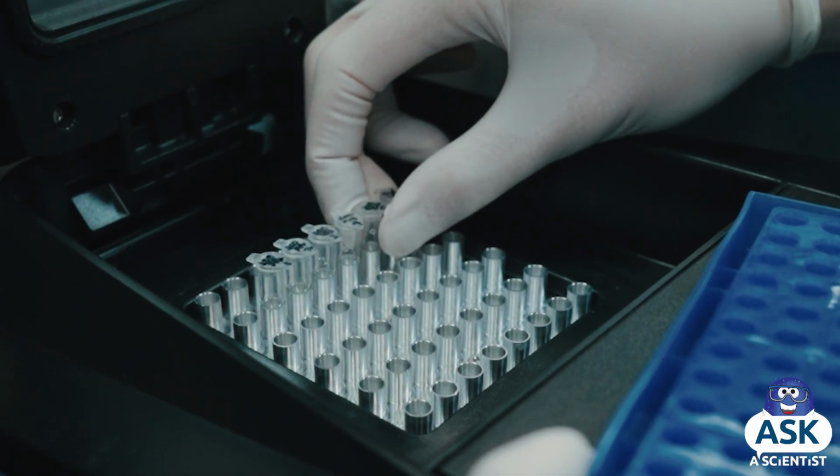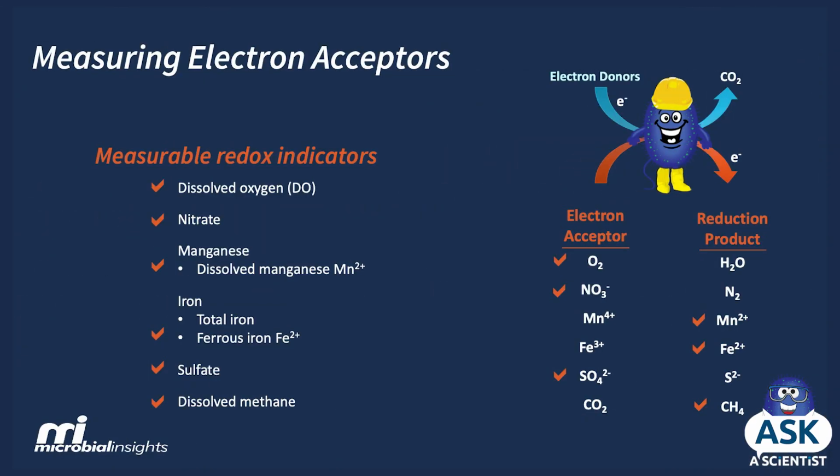And when we talk about electron acceptors, these are pretty common in the industry to think of in terms of the redox ladder. And so we'll show that on the screen now, but when we're talking about the redox ladder, we're often saying, what are the electron acceptors that are involved? And so you can look on the left side of this screen and you can see that there are electron acceptors as well as reduction products on the right-hand side. On the left-hand side, you see those measurable redox indicators.